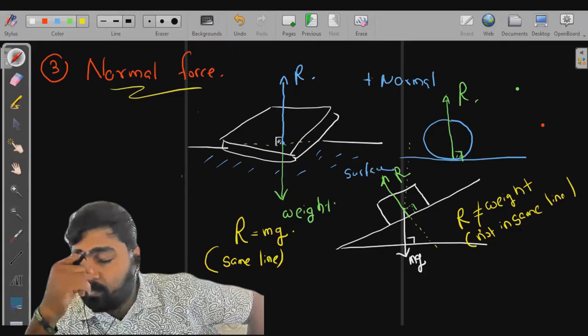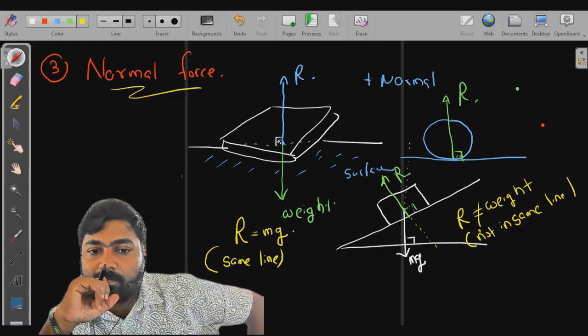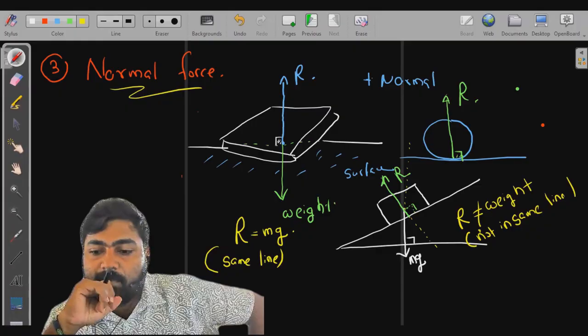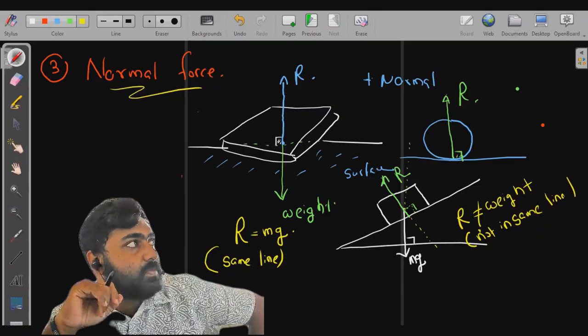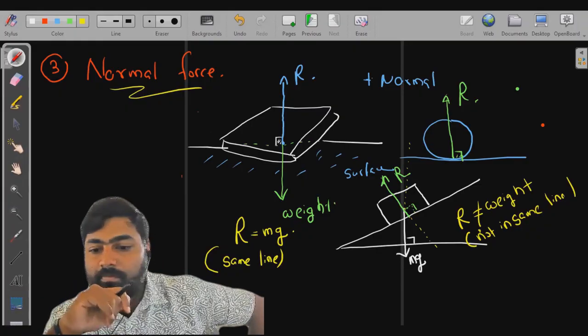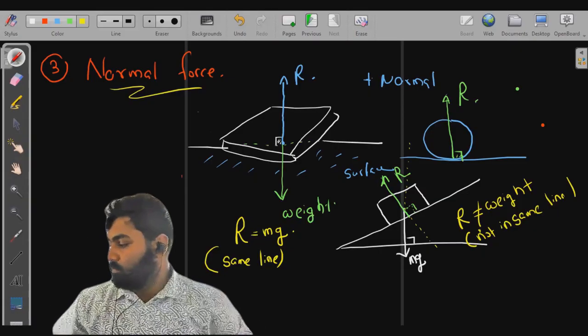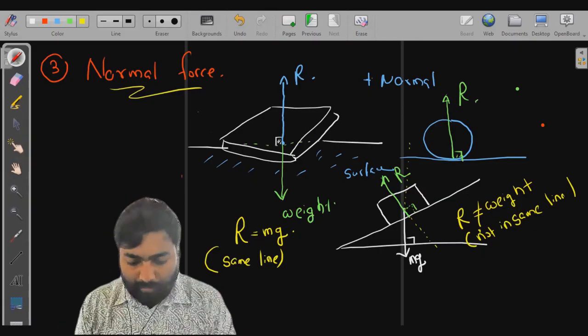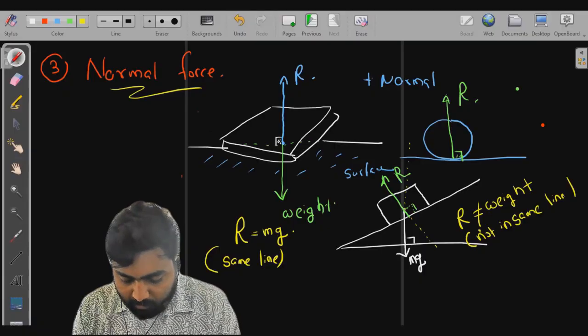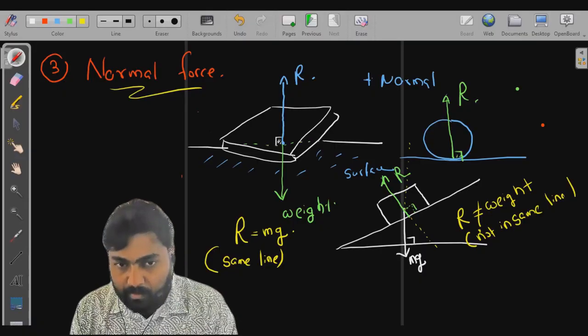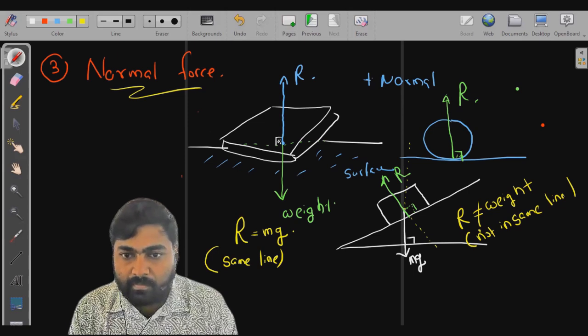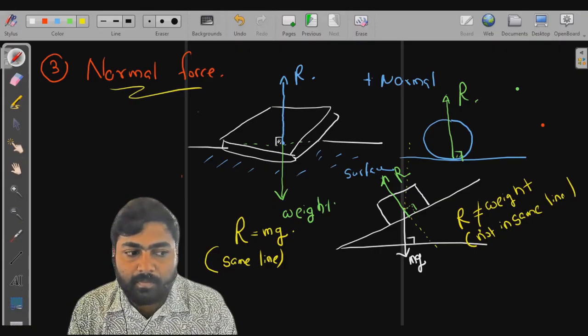When an object is on a surface, the surface is pushed by the weight of the object.